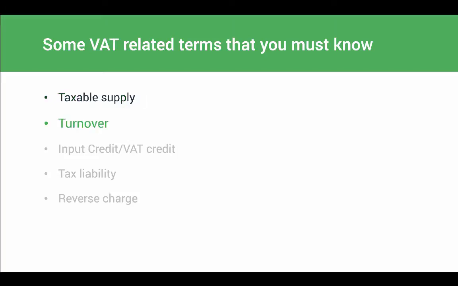Turnover. This is the sum total of your taxable supplies, the goods and services imported by you, and the taxable supplies made by the business acquired by you. Now, this could be partial or complete acquisition during a financial year.